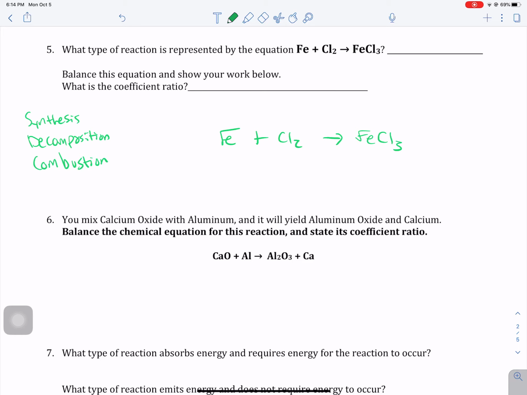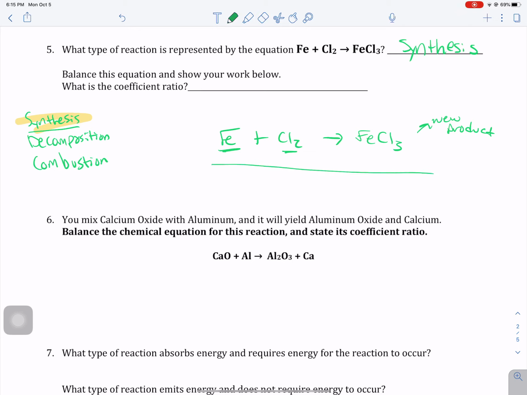Okay, so synthesis, you're making a whole new product. So let's figure this out. We have 2 elements and they combine. So hopefully you're listening. This is a whole new product. So hopefully you know that this is synthesis because you created a new product. Okay, and it's asking you if this is a balanced equation. So let's figure this out.